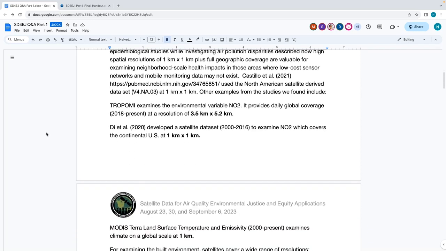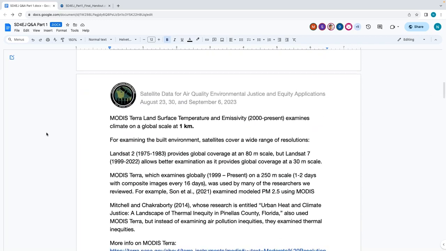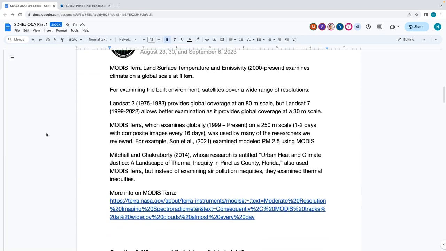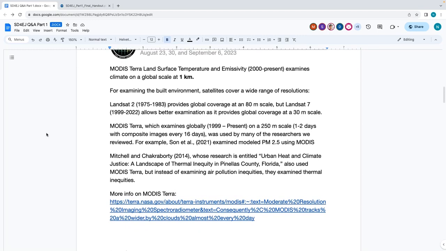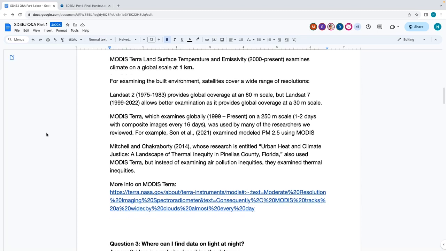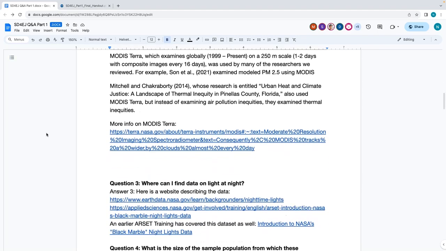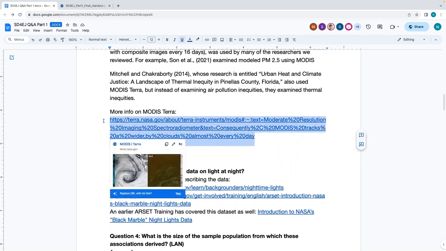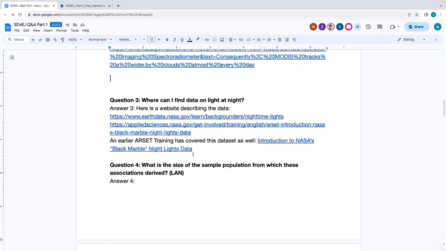Let's see. Okay, it looks like we've discussed a number of other satellite observations in this answer, including Landsat, which has much finer resolution on the order of 80 meters and 30 meters, as well as MODIS, Aqua, and Terra. Do any of the guest presenters want to weigh in on this question before we move on to the next one? Okay, we'll go on to the next question.